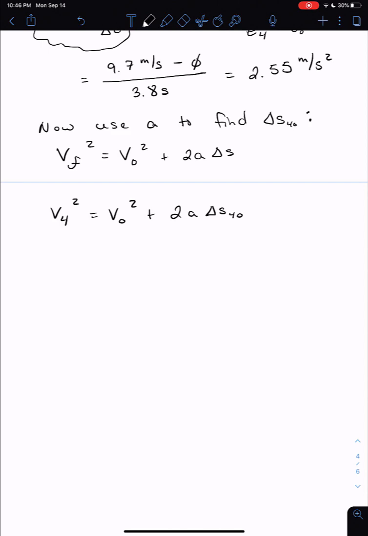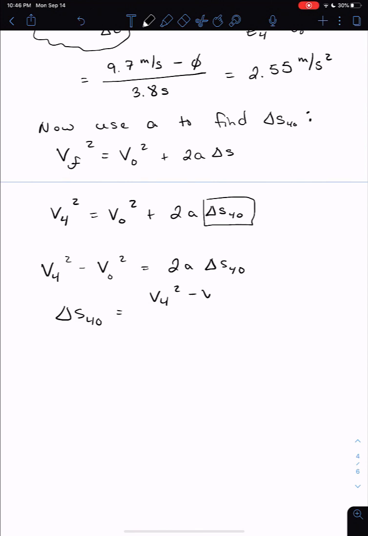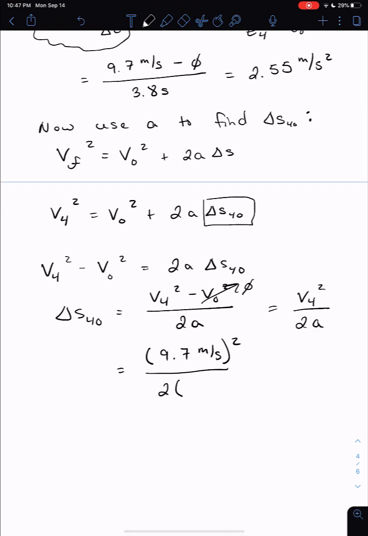What I'm trying to solve for is this piece here, so I need to do a little bit of algebra to get that separated. All right, so I also know that this velocity v sub 0 is 0, so I can make that disappear. And now I'm ready to plug in my numbers. So the velocity at that fourth position was 9.7 meters per second, that'll be squared, over twice the acceleration I calculated.